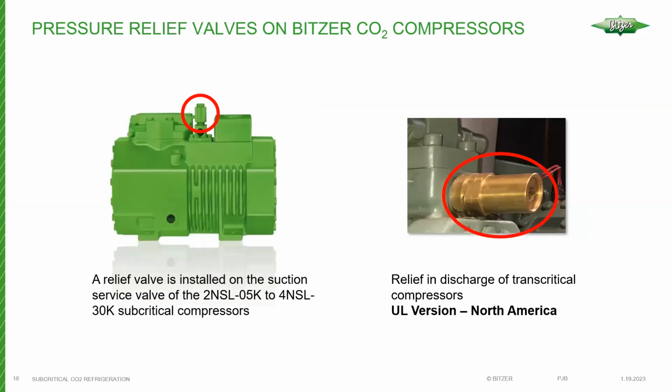One thing that is different with CO2 compressors is the fact that they're equipped with pressure relief valves. So the subcritical compressors, for example, have a pressure relief valve on the suction side, and this is to prevent casting overpressure. And then on the transcritical compressors, there's a relief valve as well. You're just looking at the version here that applies to North America.